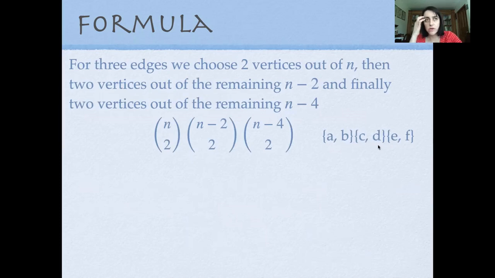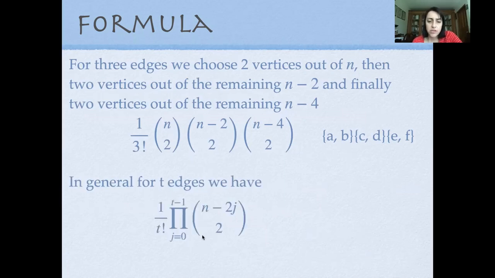So we have to consider all possible ways to rearrange these 3 edges. We have 6 possible rearrangements or permutations of these edges. So we have to divide here by 6, by 3 factorial. In general, we see that for t edges, we have this number of possibilities: the product of these binomial coefficients divided by factorial of t.